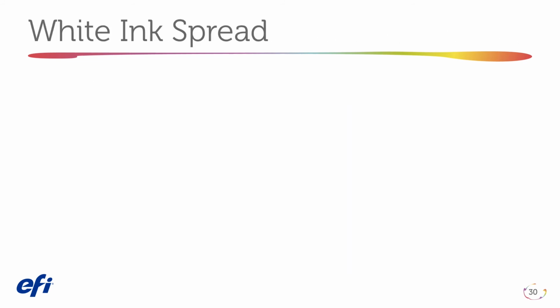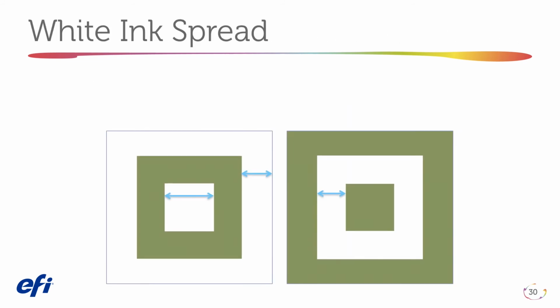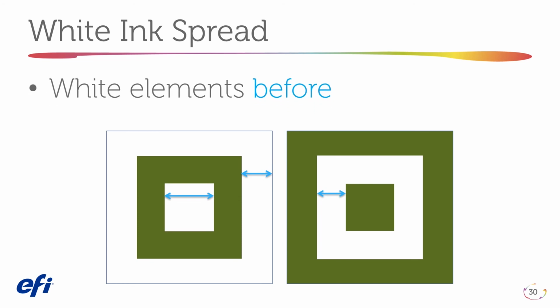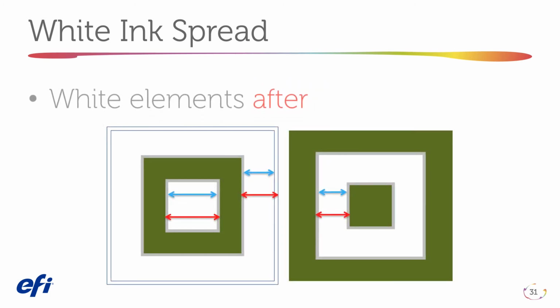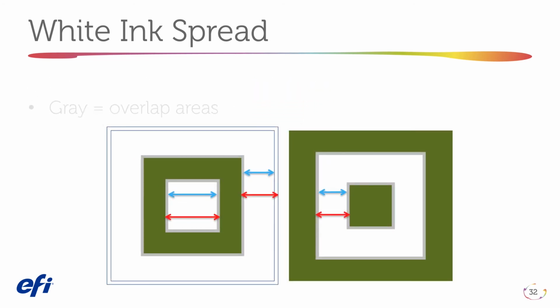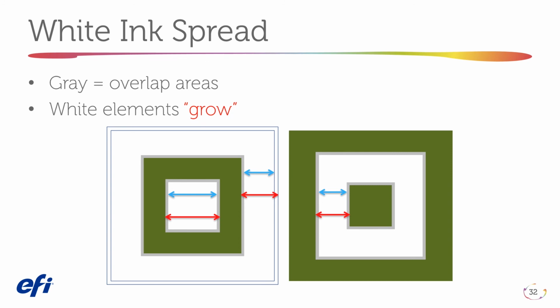White ink spread. You can see in this example here the white elements before and the white elements after. The gray represents the overlap areas of the white and the CMYK. Essentially, the white elements grow in size.